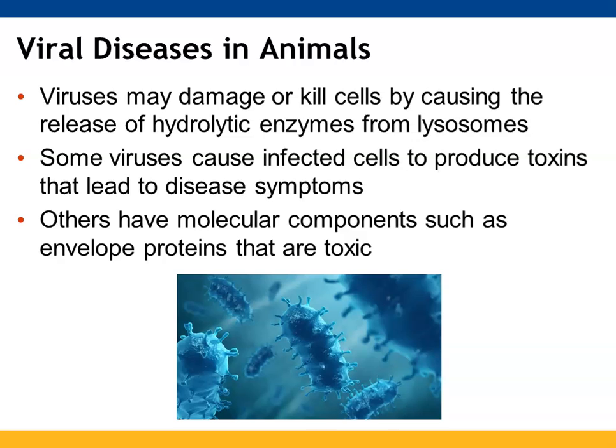So when we have viral diseases in animals, they can damage the cells. They can also kill them because they can result in the release of enzymes from lysosomes that can destroy things, your hydrolytic enzymes that are found there. They can also result in the cells producing materials that are toxic, and that could lead to disease symptoms. And then sometimes it's just the envelope proteins. And as we've seen with the coronavirus, some people have no reaction, and some people definitely have had very severe reactions, including losing their lives as a result of being affected with coronavirus.